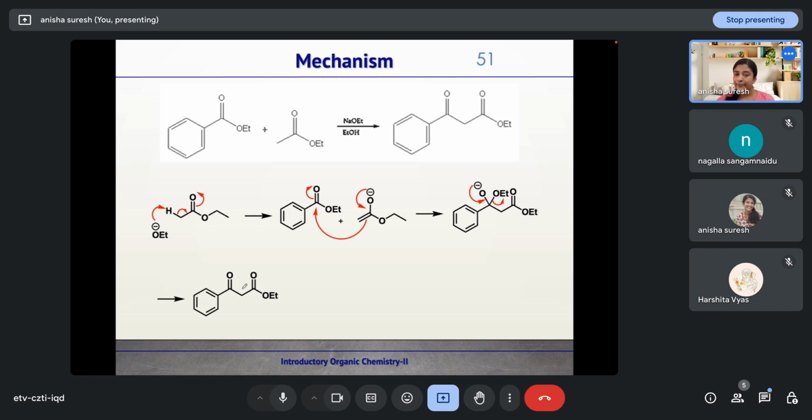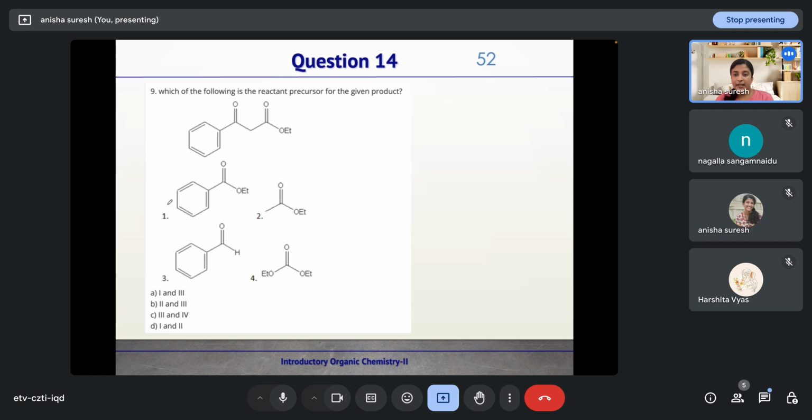Okay, what is this name reaction? Claisen ester condensation. Yeah, this is Claisen ester condensation. So the right option is 1 and 2 will be combining to give this product. So option D is the right answer. Clear?